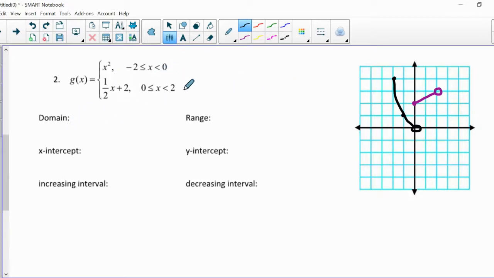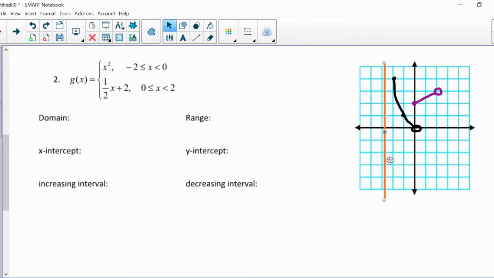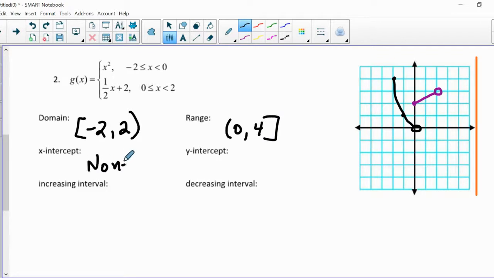Domain, it looks like if I was sweeping my domain and I'm going across here, I start hitting things at negative 2. At 0, I still do hit something on the purple line, and then I go to 2, but it doesn't hit anything. So my domain in this problem is negative 2 to 2. The range in this problem goes from 0, not inclusive, all the way up to 4, and there are no gaps in that. So 0 to 4. The x-intercept, there is none. This is a hole. The y-intercept, there is one at 0, 2.